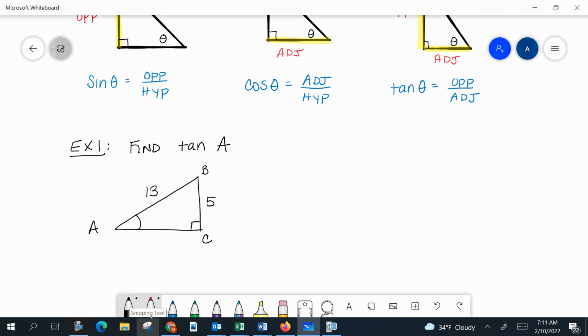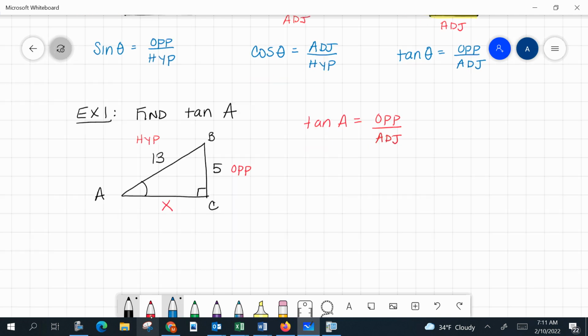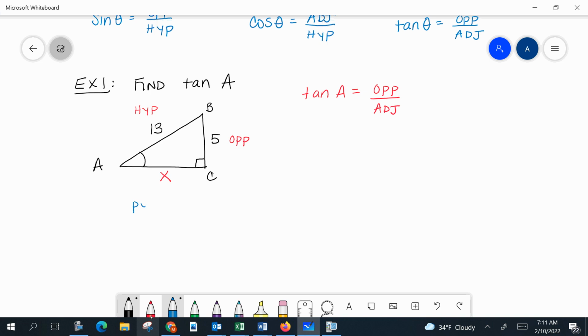Well, when I look at this, 5 is the opposite side, 13 is the hypotenuse, and the problem is that the tangent of A is defined as being the opposite over the adjacent. Well, the problem is I don't know the adjacent side, and we need to solve for it. So what we need to do first is use the Pythagorean theorem, and the Pythagorean theorem will help us find that missing side.